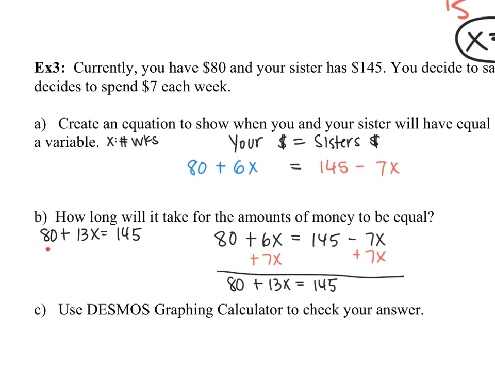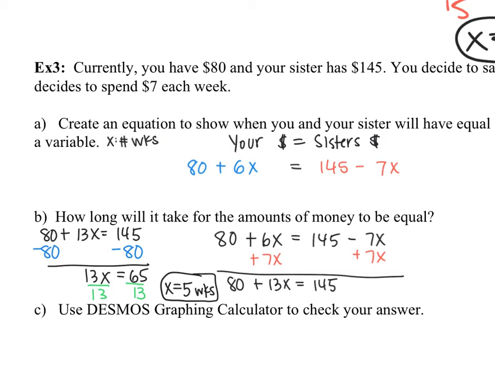Since I ran out of room, I just rewrote my equation over here so I have room to work in the vertical format. So now I have to get x isolated by getting rid of both 13 and 80, which to do that I'm going to use reverse PEMDAS. So next I would subtract 80 because 80 - 80 is 0, and my new equation would be 13x = 65. And then I would divide both sides by 13, and so x would need to equal 5 weeks. What this solution means is that it would take 5 weeks for me to have the same amount of money as my sister.